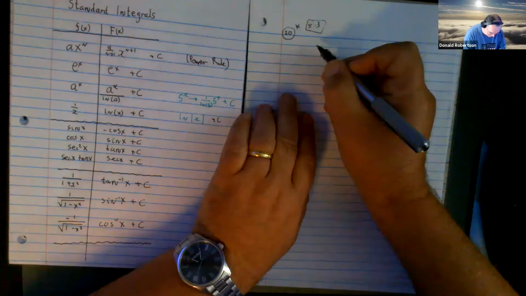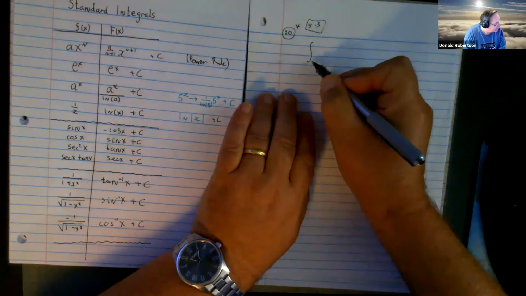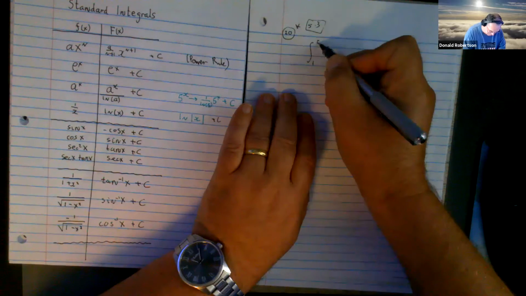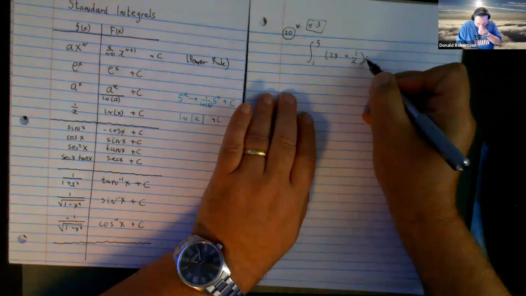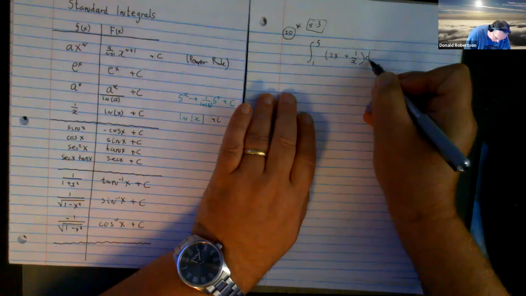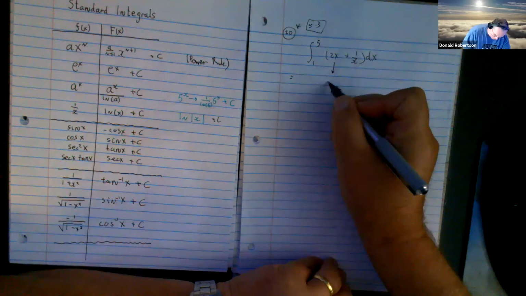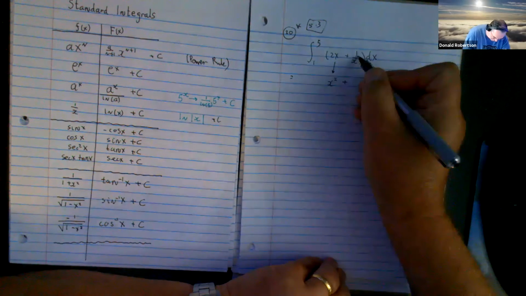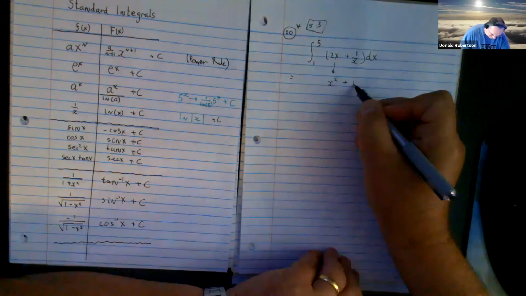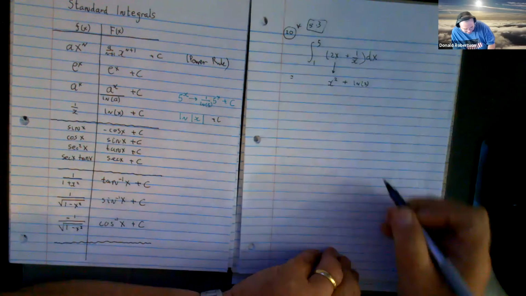So the integral from 1 to 5 of 2x plus 1 over x. Now, antiderivative of this guy, add 1 to the power, divide by the new power. Now, antiderivative of 1 over x is the natural log of x. So that's the antiderivative thing.